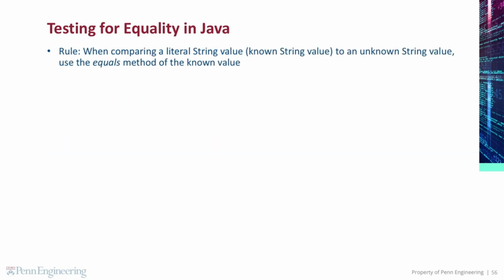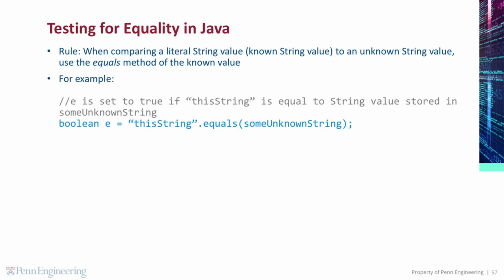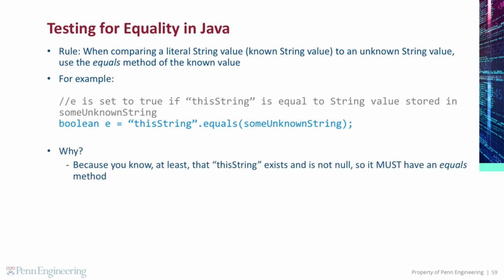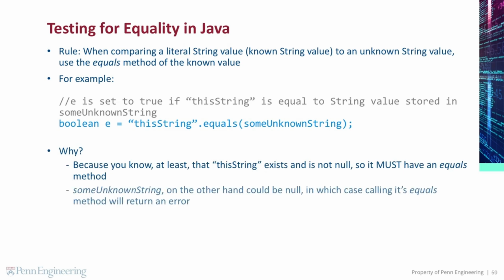As a rule, when comparing a literal string value, a known string value, to an unknown string value, use the equals method of the known value. For example, here, the variable e will be set to true if the literal string value, this string, is equal to the string value stored in the some unknown string variable. Why do we do it like this? Because we know at least that this string exists and is not null, so it must have an equals method. On the other hand, the value stored in the some unknown string variable could be null, in which case calling its equals method will return an error.